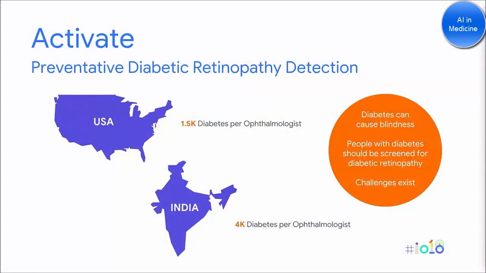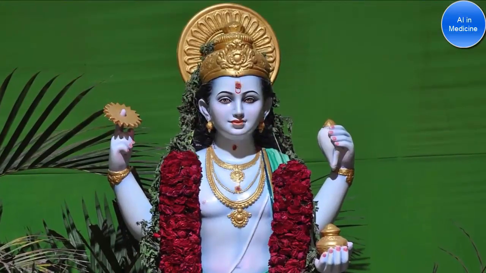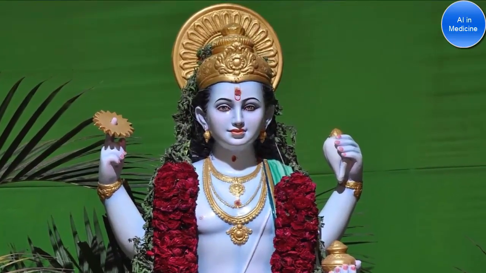Unfortunately, in many parts of the world, there are just not enough eye doctors to do this task. There's a shortage of 127,000 eye doctors in India, and as a result, about 45% of patients suffer some form of vision loss before the disease is detected. Now, this disease is completely preventable, so again, this is something that should not be happening.